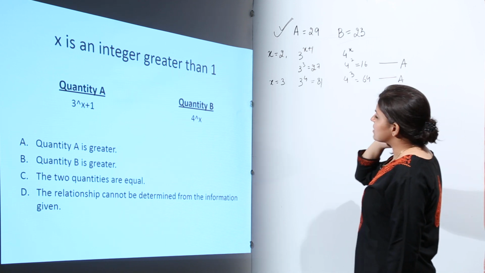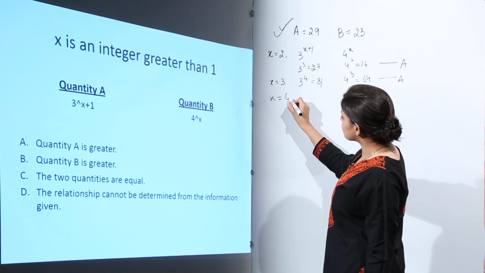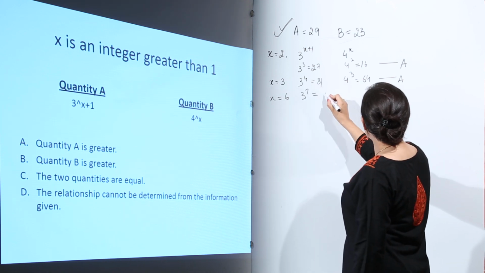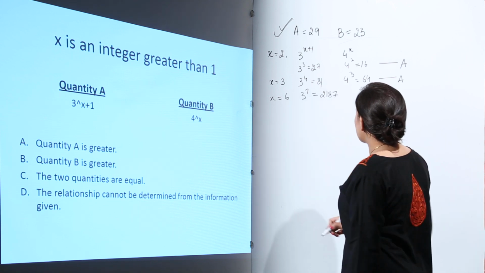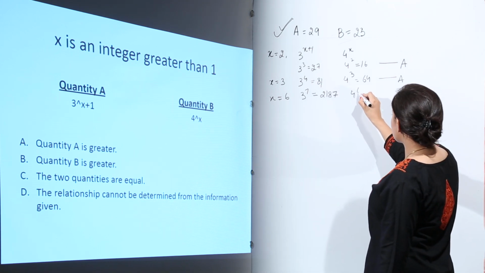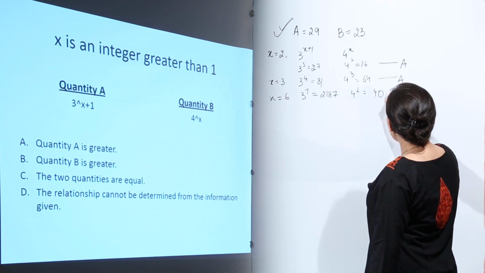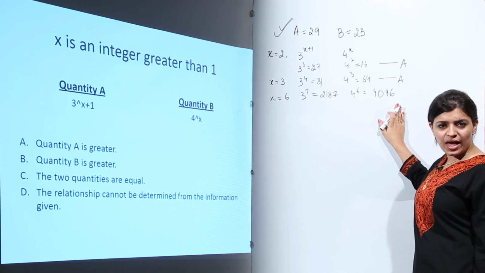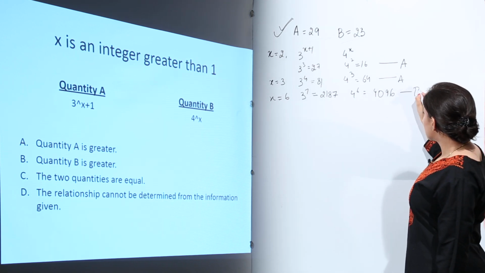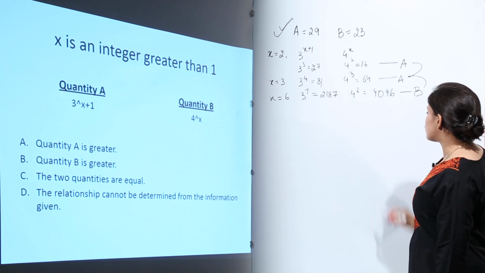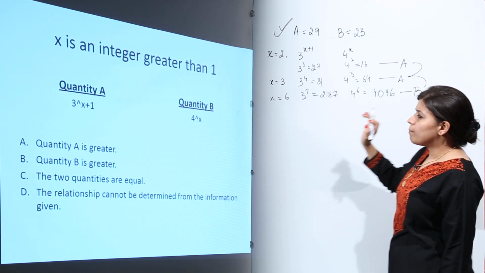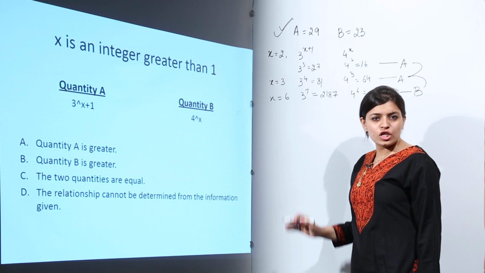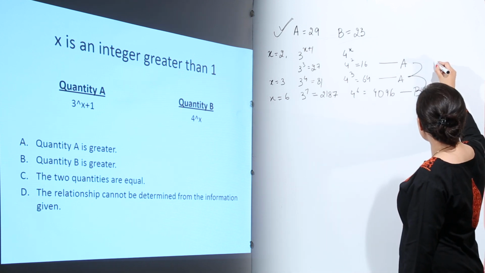Let's see another value for x. Let's say x is 6. In this case, this will be 3 raised to power 7 which is 2187 and this will be 4 raised to power 6. That is 4096. In this case, we can see that out of 2187 and 4096, B is greater, which contradicts the above two that we saw. So based on the information that is given, the relationship cannot be determined from the given information. So in this case, the answer will be D.